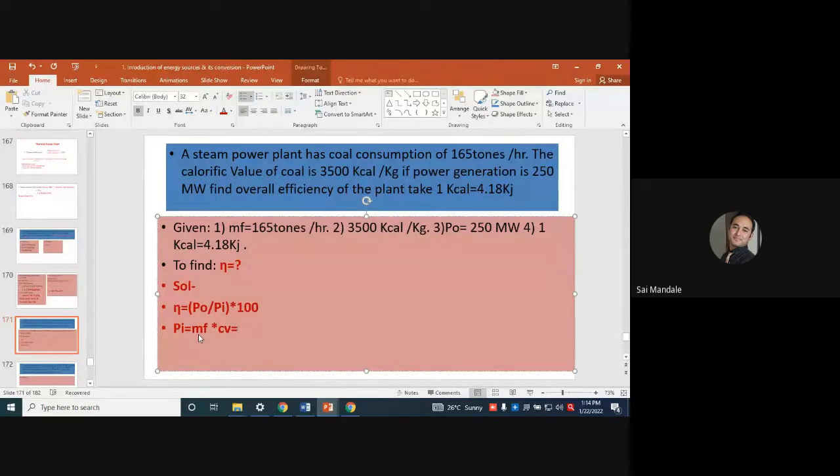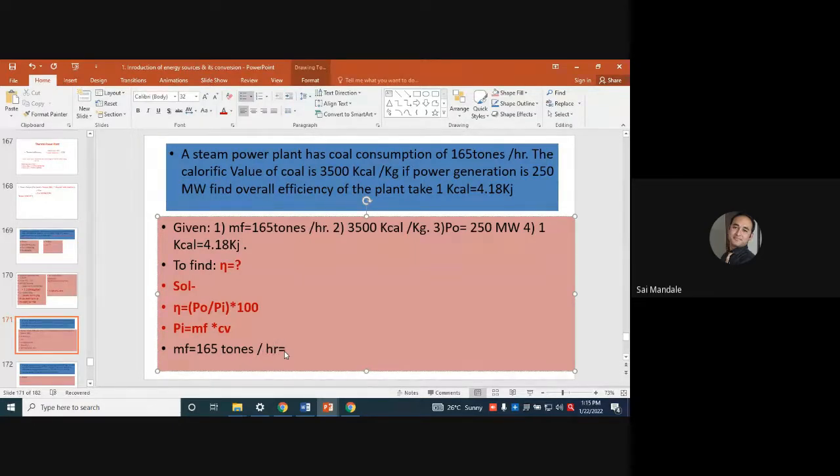So MF is equals to how much? How much MF is given to me? It is 165 ton per hour. So let me copy paste it. So here 165 ton per hour is given to you. Please tell me how much kg per second it is.